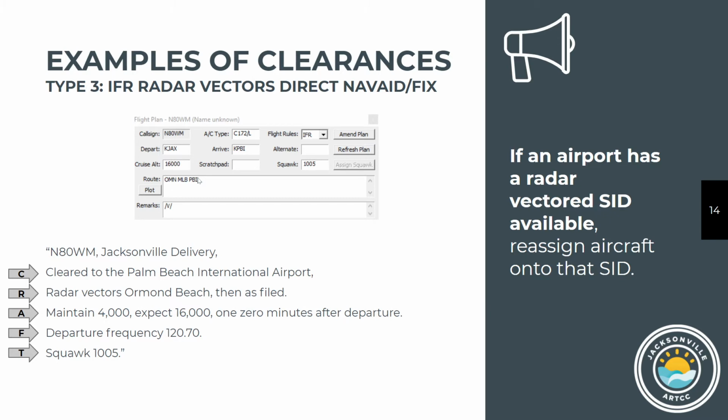Now, if you look at this and say, hey, this is actually the Jacksonville 7 departure, and it is, and you caught it, you would add JAX 7 in the beginning here, and it would be Jacksonville 7 departure radar vectors Ormond Beach. And then they would have to read back that change, and it will be then as filed. Since Ormond Beach is here and it's also the radar vector out of the SID, then at that point it's as filed because you've said the first fix that is both in the new SID, or in the new departure, and in their current flight plan.